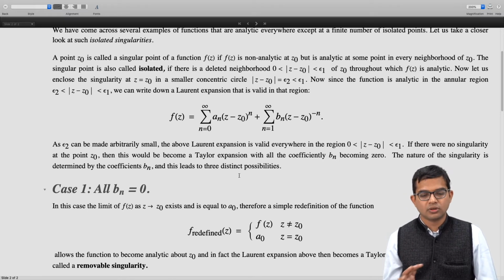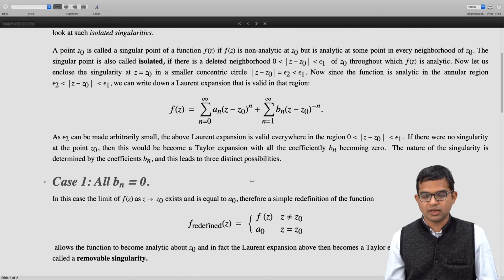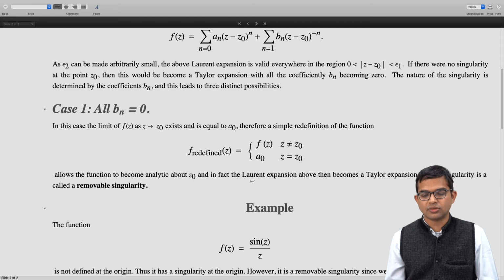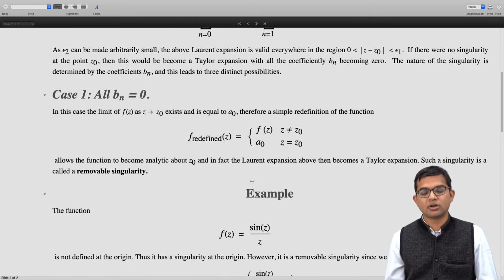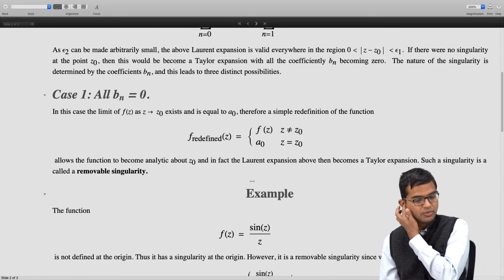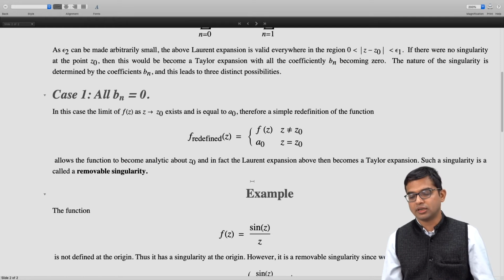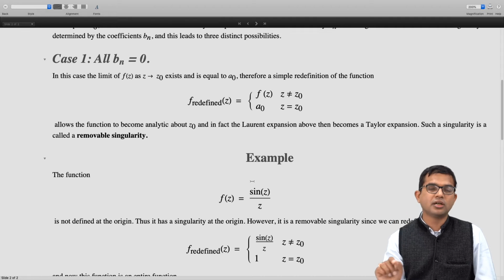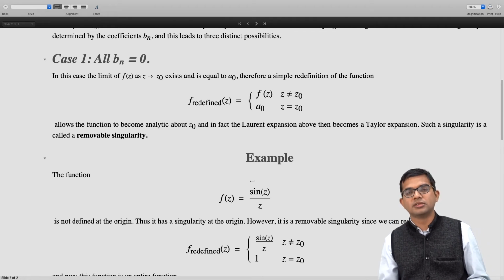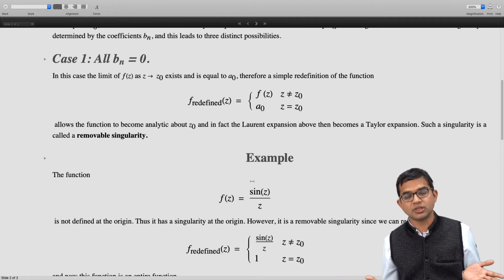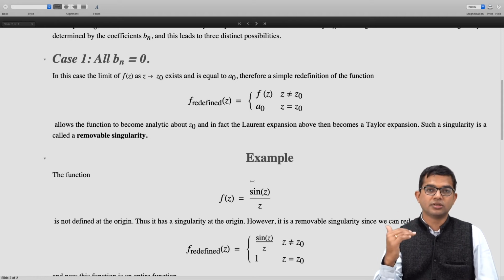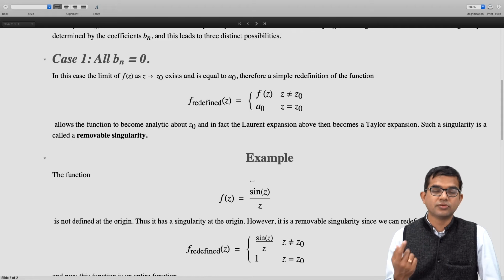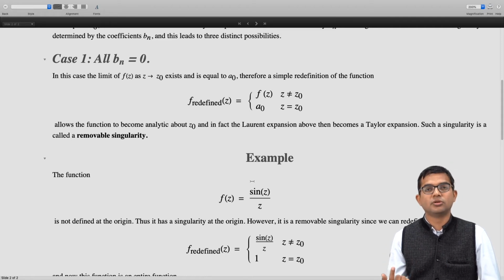This is of a trivial kind in some sense. We have already encountered this kind of removable singularity. A simple example is the function sine z over z. It's not defined at the origin because of the 0 by 0 form. So it has a singularity at the origin, but you can simply redefine this function to take the value of the limit at that point, which you can easily extract by writing down the Taylor series expansion for sine of z. You see that the leading order is z, which will cancel with the denominator, and so the limit of sine of z divided by z is going to be 1 as z tends to 0.